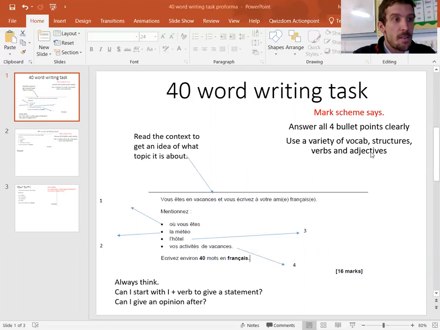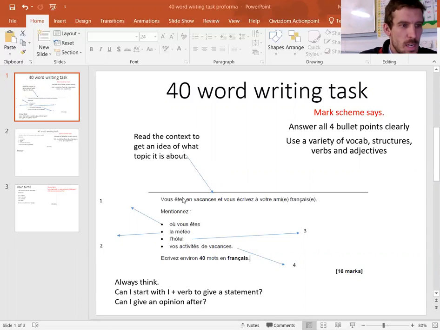Okay? There is nothing in this mark scheme about opinions. There's nothing about tenses. The only thing we have to do is answer all 4 bullet points clearly in about 40 words. So it's a super simple activity. And the amount of times I've seen it overcomplicated, I've seen students writing 60, 70, 80 words, getting in a mess with it, losing loads of marks. I've seen some students writing 35 to 40 words and getting 4 marks. Okay, so you have to keep this simple.